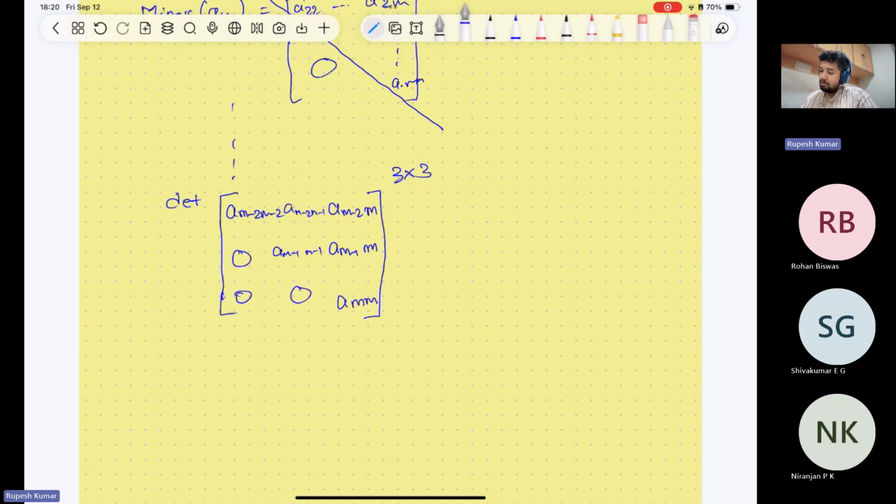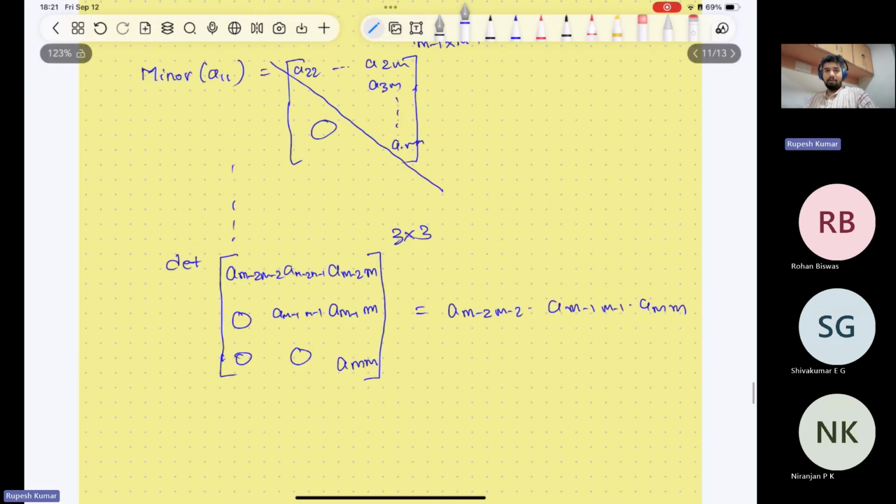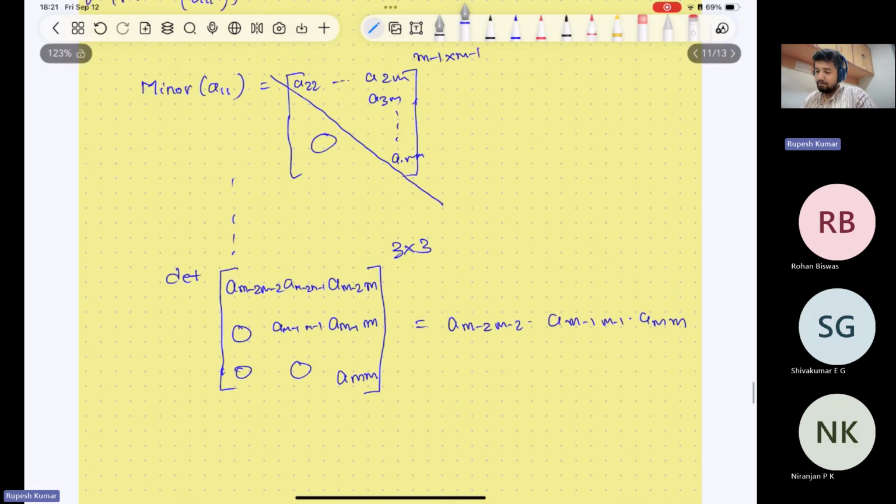Now you know the determinant of this matrix is essentially the product of the diagonal elements. So you will get AM minus 2, M minus 2 into AM minus 1, M minus 1 into AM, M, right? So the determinant of this minor matrix for some submatrix is this one, right? Now let's go back up. Now retrace the path to get the determinant of the final matrix.